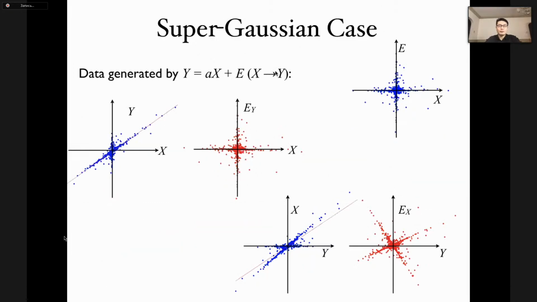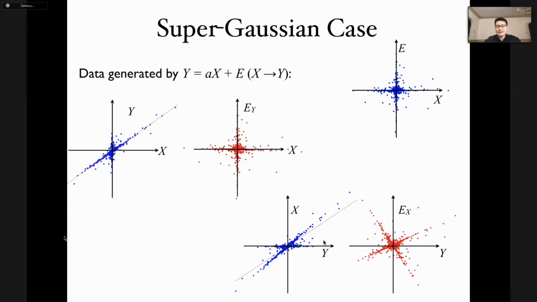Right here, you can see the Super-Gaussian case. Again, I generate the y from x this way. However, x and e are both sparse or both fat-tailed. I use the Laplace distributions for x and e. Here you can see the scatter plot of x and e, and this is the scatter plot of x and y right here. And if you regress y on x, you can recover the noise, right? And they are independent.